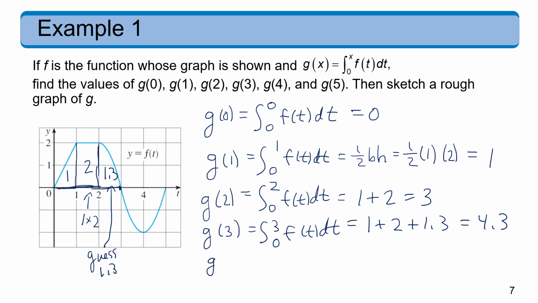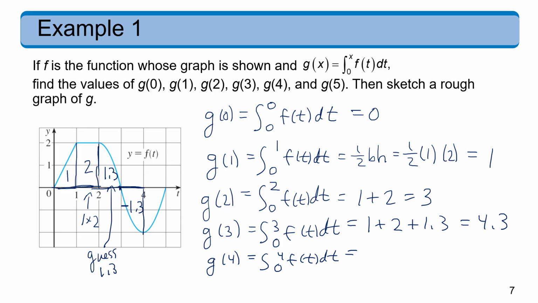Now we're moving to g of 4. So integral from 0 to 4 of f of t dt. Now when we extend over to 4, the function becomes negative. Okay. So now we're going to need to find the area of this piece. Now notice how this piece here looks to be the same size as this one. So if we guessed this one to be 1.3, this one would also be 1.3. But because it's below the axis, we're going to count it as negative in our calculations.